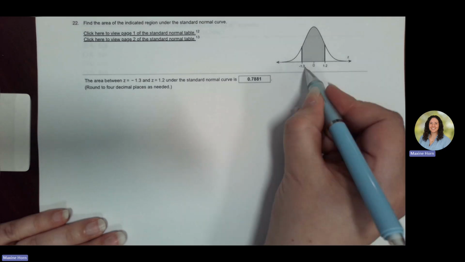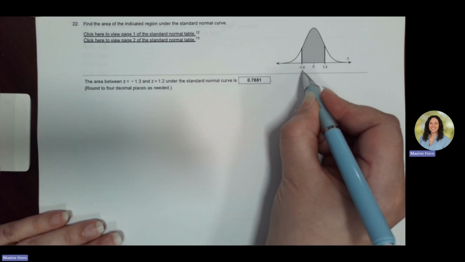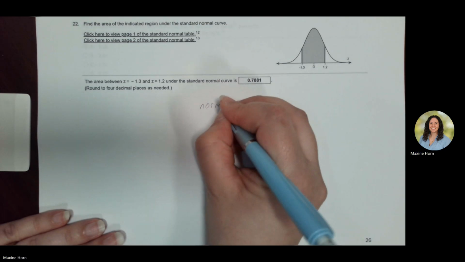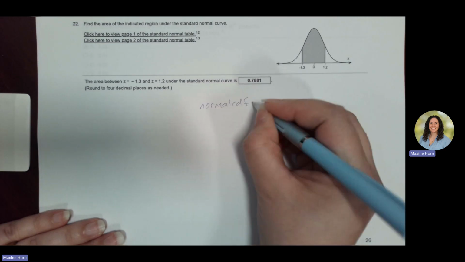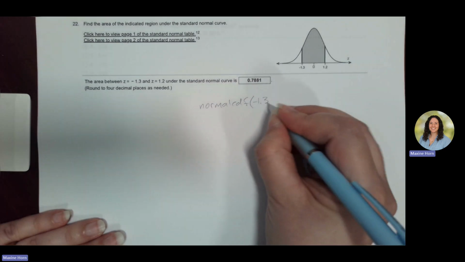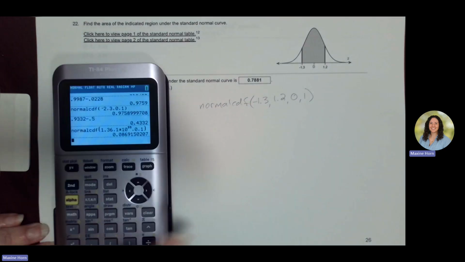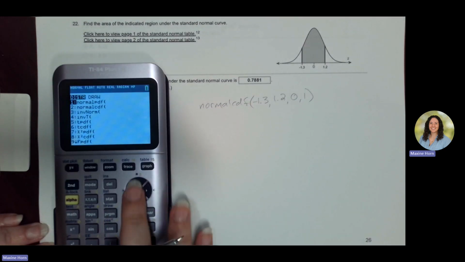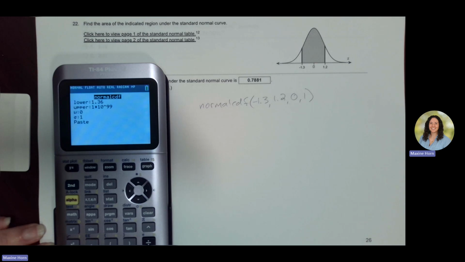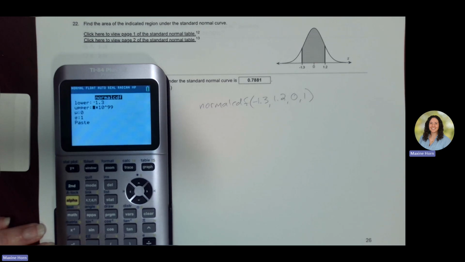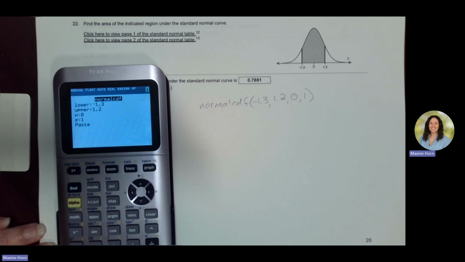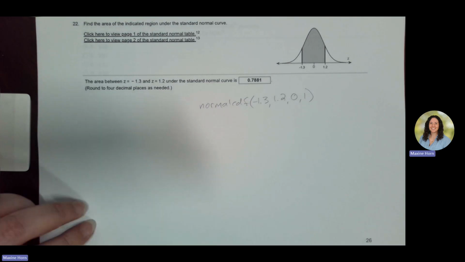Again, same thing. We can look this up in the back and from it subtract what we get when we look that up in the back, or we can go second vars, normal CDF, our lower boundary, our upper boundary, our mean, and our standard deviation. I'm kind of flying through these because it's all the same thing, and we have some different types of problem coming up at the end that I want to make sure that we get to. Right, 0.7881. Okay.